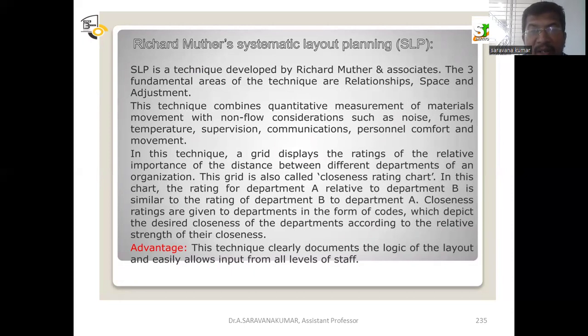In this technique, a grid displays the rating of the relative importance of the distance between different departments of an organization. This grid is also called the closeness rating chart. In this chart, the rating for department A relative to department B is the same as the rating of department B relative to department A. Closeness ratings are given to departments in the form of codes which depict the desired closeness of the departments according to the relative strength of the closeness. So what is the advantage? This technique clearly documents the logic of the layout and easily allows input from all levels of staff.